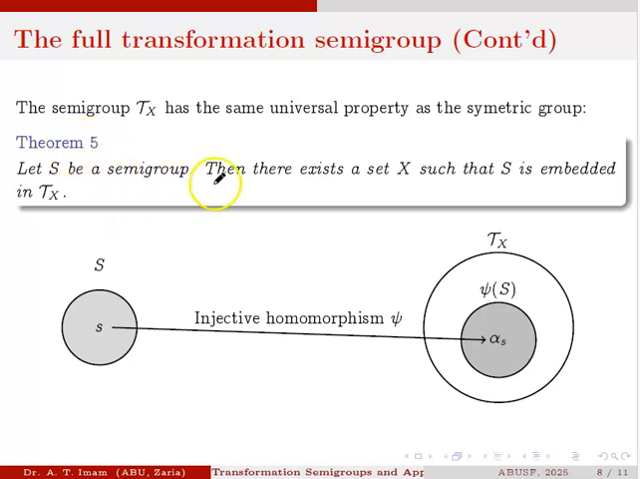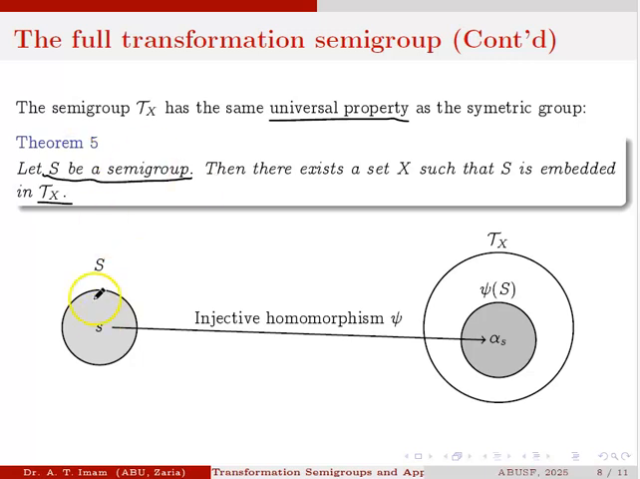So this particular theorem gives the full transformation semigroup a kind of universal property, in the sense that there is a copy of every semigroup whatsoever inside the full transformation semigroup. And this theorem is very powerful in the sense that it is suggesting that we can drop studying any semigroup and concentrate only on the full transformation semigroup. If we concentrate on the full transformation semigroup, then we can achieve the study of every other semigroup.